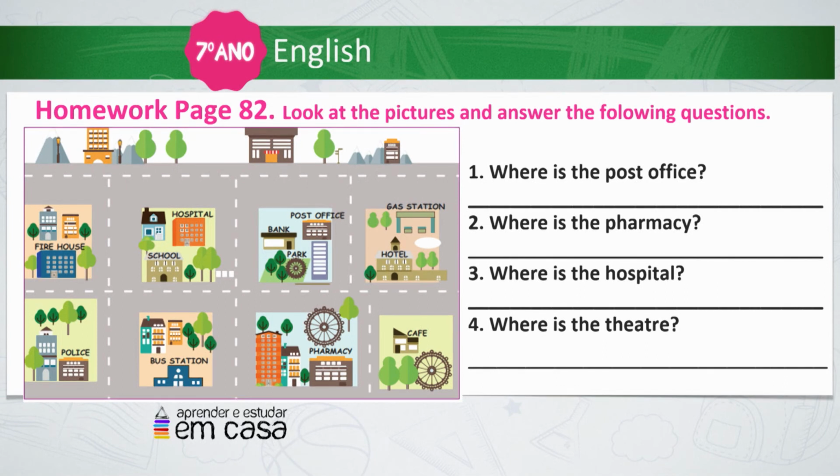So here you can find it in your book, page 82. So what do you have to do? You have to look at the map or the picture and answer the following questions. Number 1, where is the post office? Number 2, where is the pharmacy? Number 3, where is the hospital? And number 4, where is the theater?